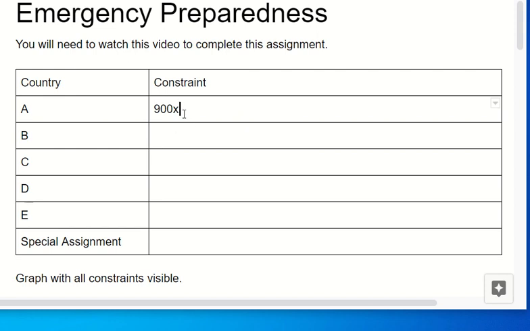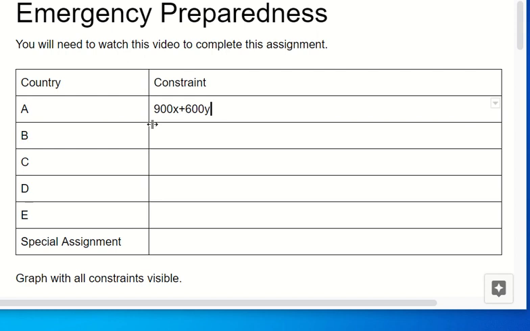If they bought one, it'd be $900. If they bought two of those, it would be $1,800, right? And each medicine pack will cost $600. And that was Y. So we'll say plus 600Y. So $900 times X plus $600 times Y.